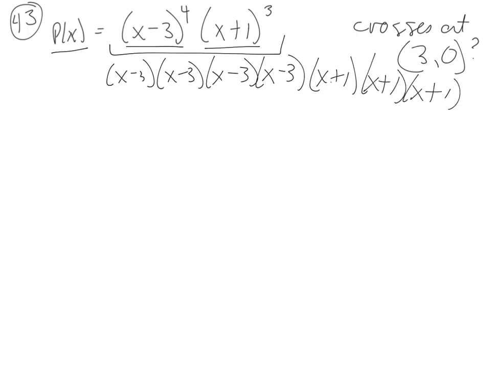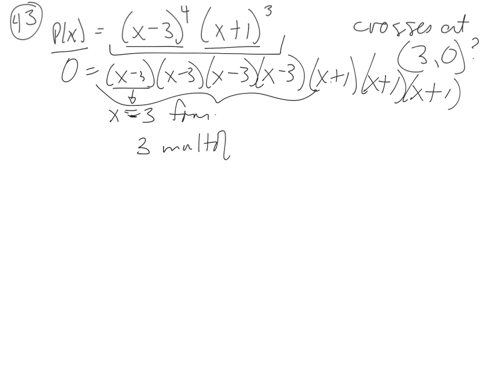Now, if you have a multiplicity of 4, so this one, if you were to make it equal to 0, then x minus 3 equals 0, so x is equal to 3. That would be the 0 for that. And if you have 4 of those, you'd say the 0 is 3 with a multiplicity of 4. And we also have a 0 of negative 1 that has a multiplicity of 3.